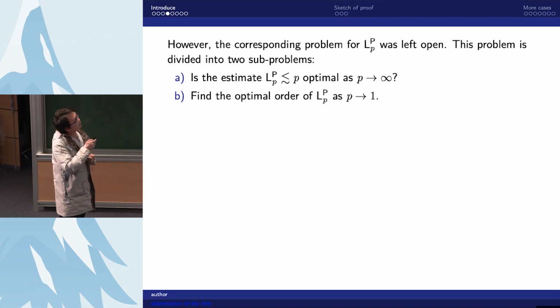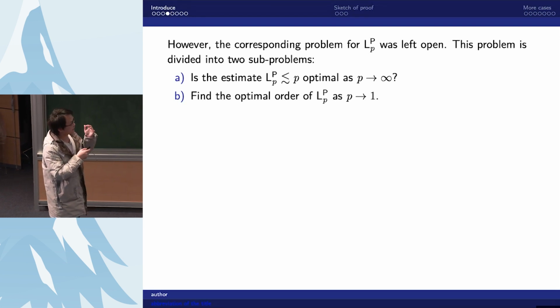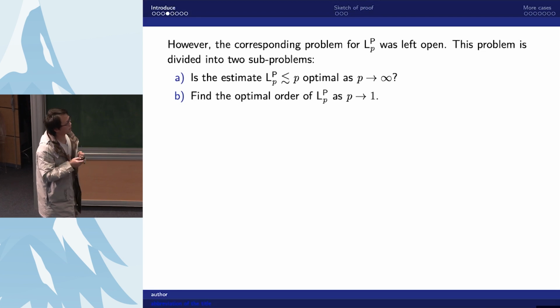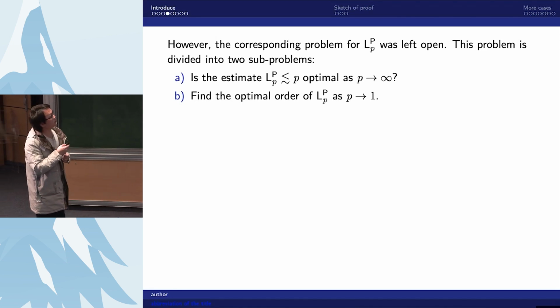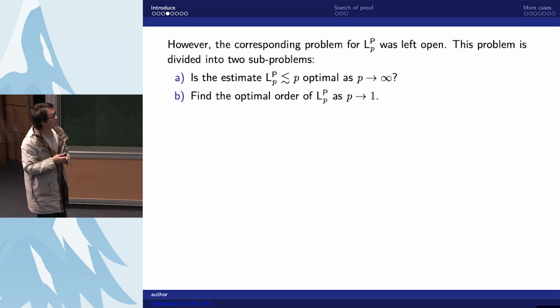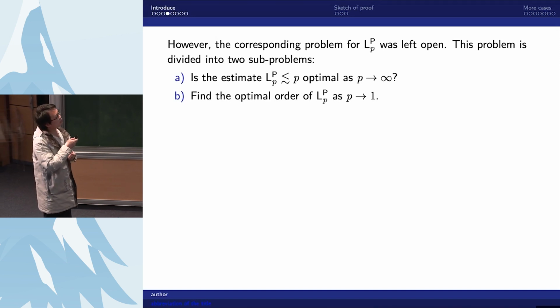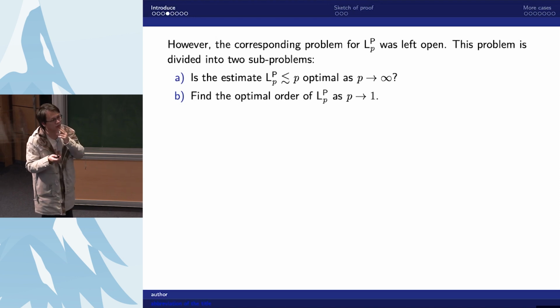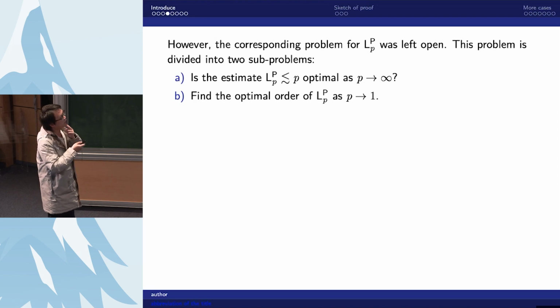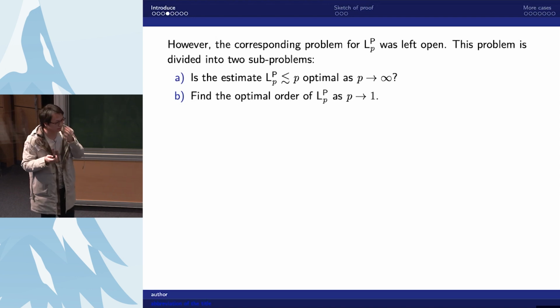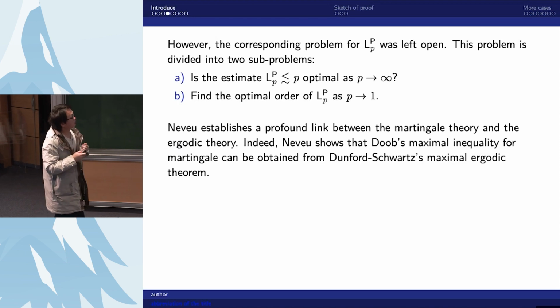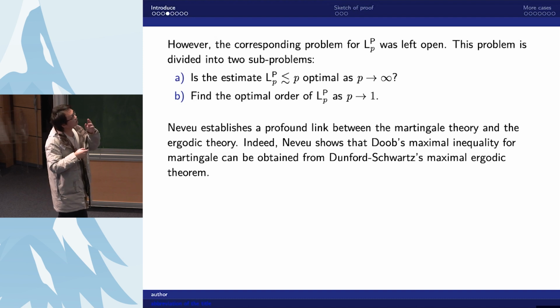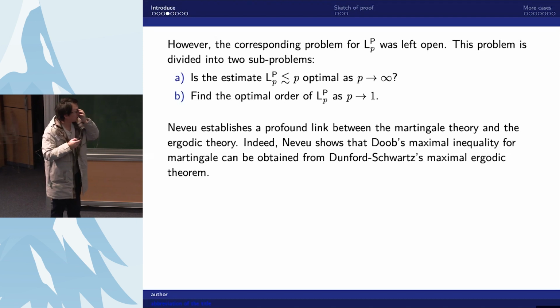But the corresponding problem for the left hand side constants LPP was left open. This problem is divided into two sub-problems. A: is its estimate LPP less than P when optimal as P goes to infinity, and B: find the optimal order of LPP as P goes to 1. We find an approach to solve problem A, but problem B is left open.